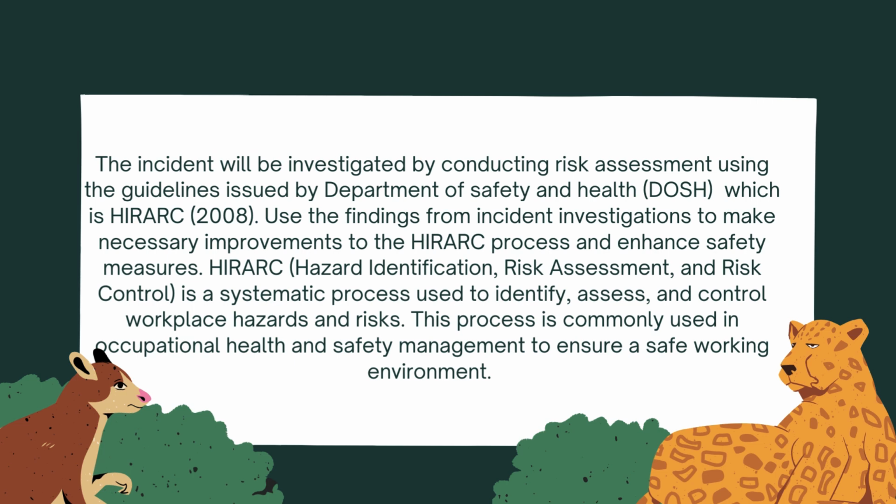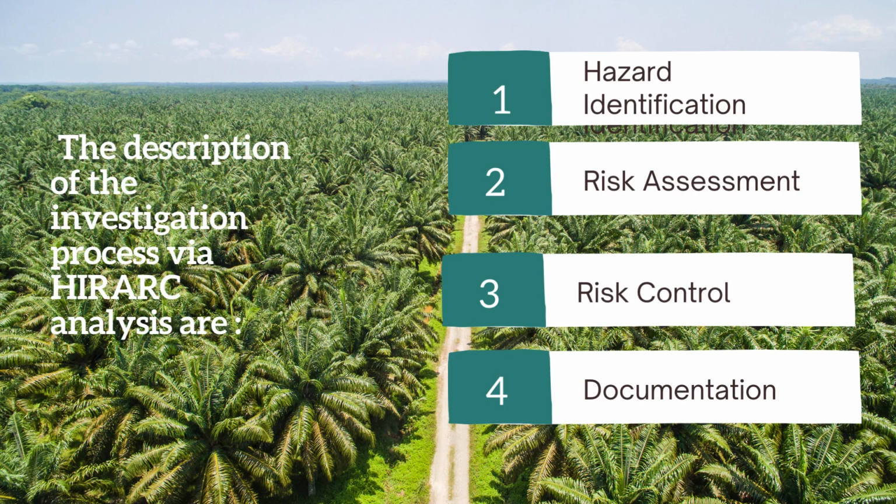HIRARC, hazard identification, risk assessment, and risk control, is a systematic process used to identify, assess, and control workplace hazards and risks. This process is commonly used in occupational health and safety management to ensure a safe working environment. The investigation process via HIRARC analysis consists of hazard identification, risk assessment, risk control, and documentation.